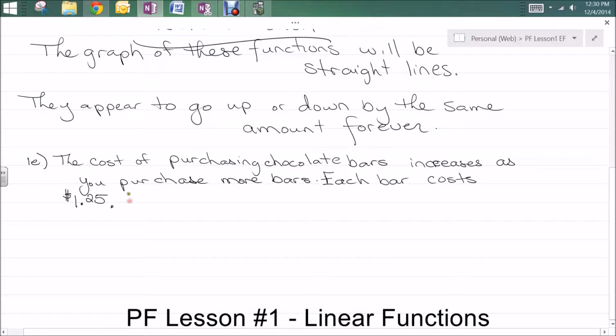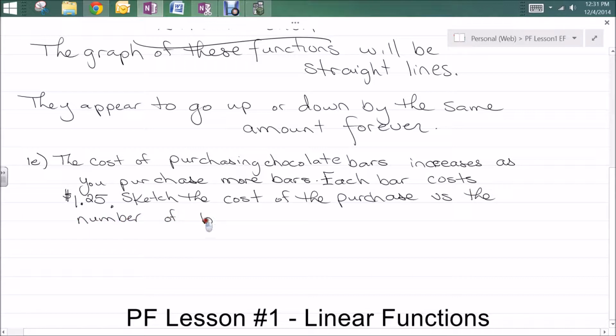Sketch the cost of the purchase versus the number of bars purchased. This is a really simple situation. It's a goofy situation in some ways. But in all honesty, this is an example of a linear function in action.